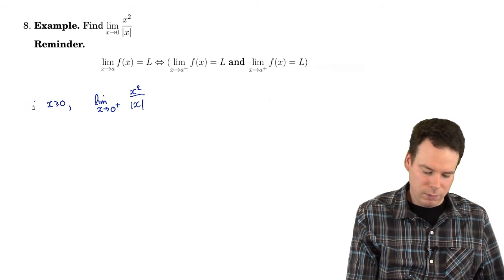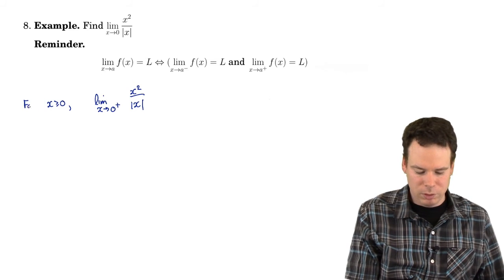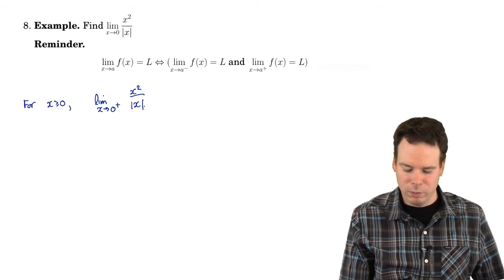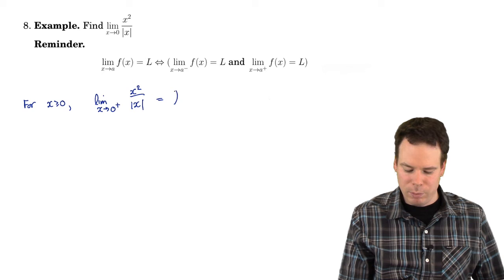Maybe I shouldn't say if x is bigger than 0. Maybe I'll just say for. So this is the case we're considering, for x bigger than 0. Look at the right-hand limit. What's happening in this case?